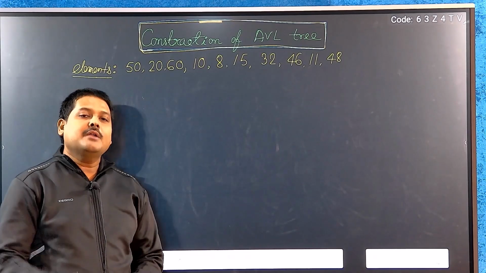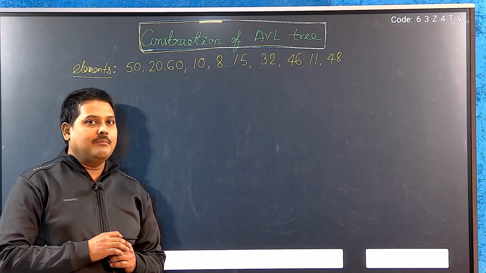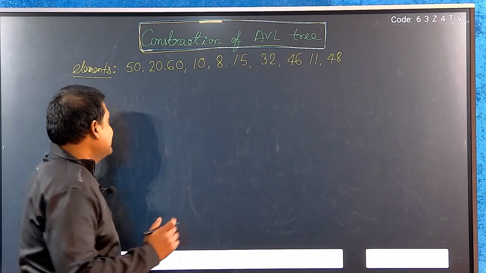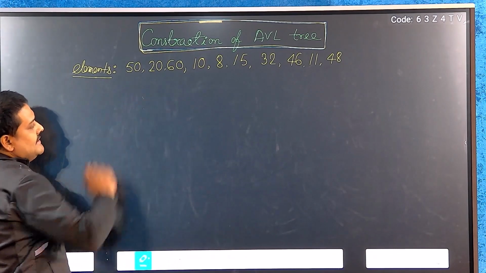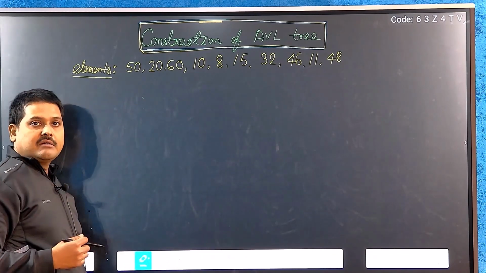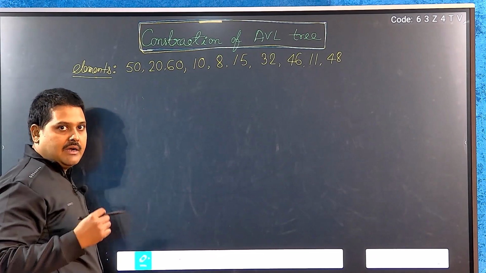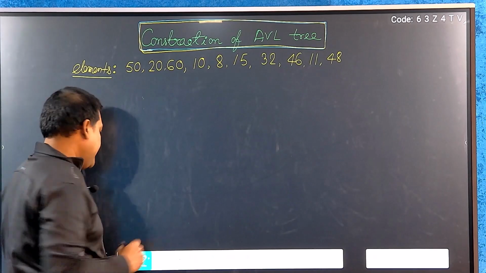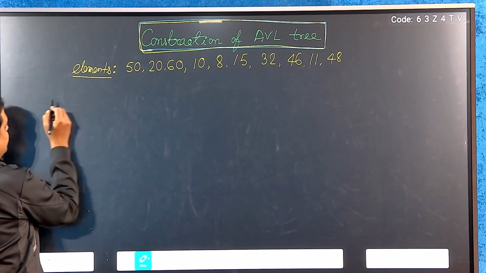Hello, now we are going to solve a particular problem on AVL tree. Let us have a look. These are the elements and we are trying to construct one tree, that is AVL tree, which is a self-balanced binary search tree. Let us have a look. In the first phase, 50 is inserted.